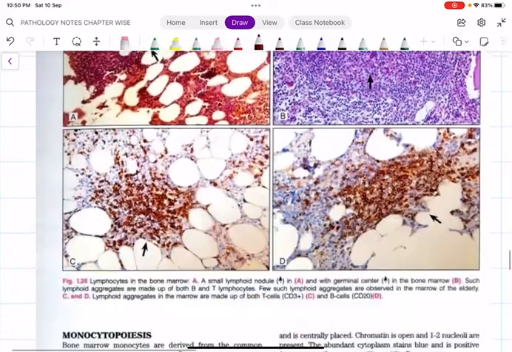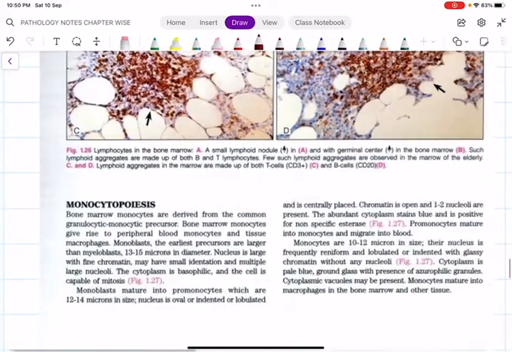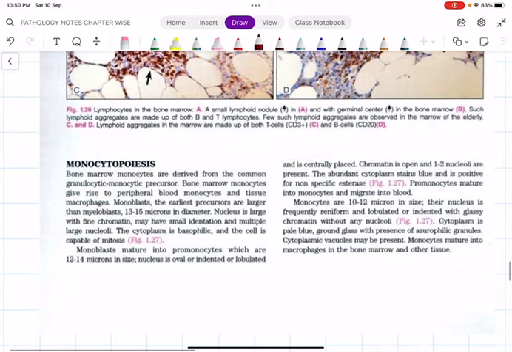Then I am not going to go into the IHC markers and all, because that's a separate topic. I will help you to remember it easily in a properly well organized manner. Then coming to monocytopoiesis, that is the formation of monocytes.